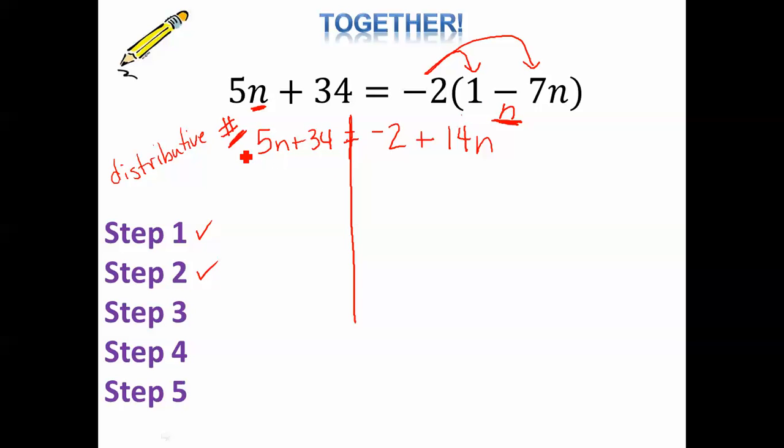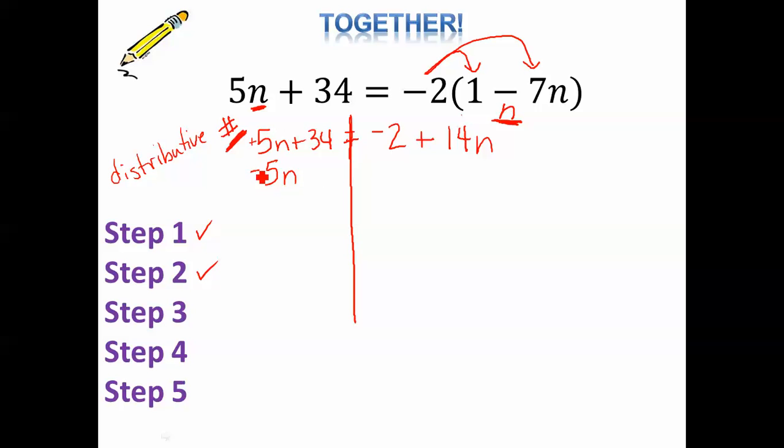So we look at the left side first. We want numbers on this side, so we look here. We have a 5n. 5n is not a number, it's a variable. We don't want it on this side, we want it on the other side. So this is like a positive 5n because there's no sign. So to undo positive 5n, we subtract 5n.